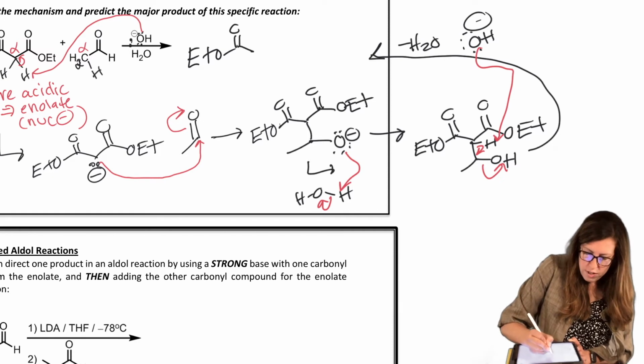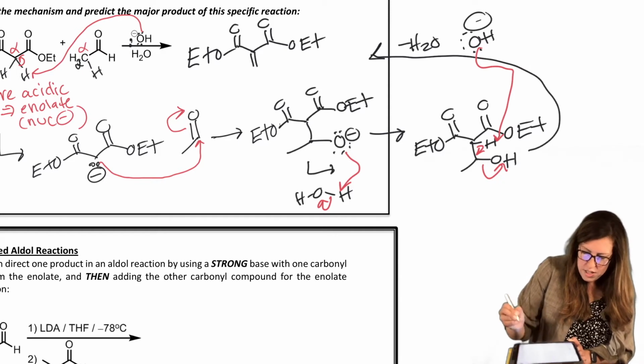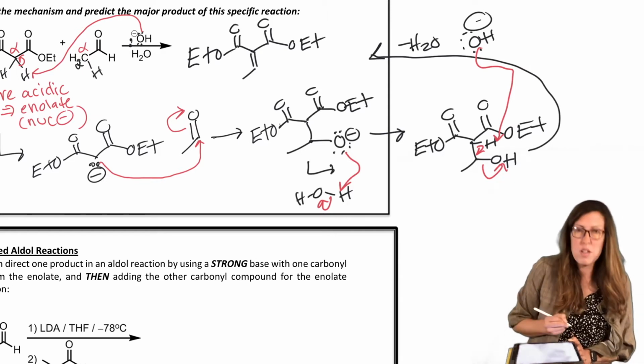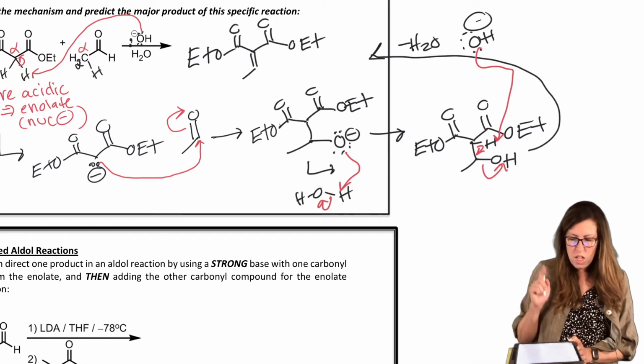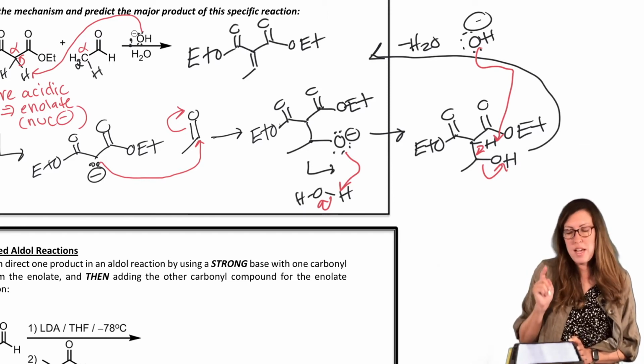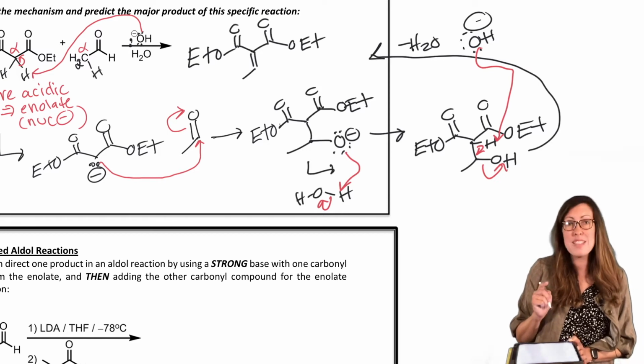So draw out our final product. Once again, the enolate looks like it's still intact. Dehydrated, and the methyl from the other starting material. So that's another way to add control. So that's the crossed aldol.